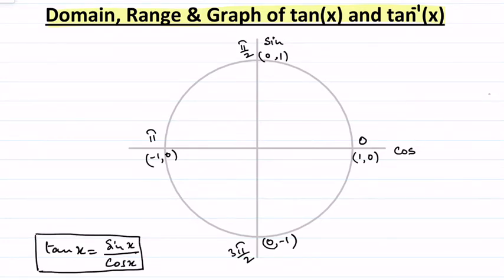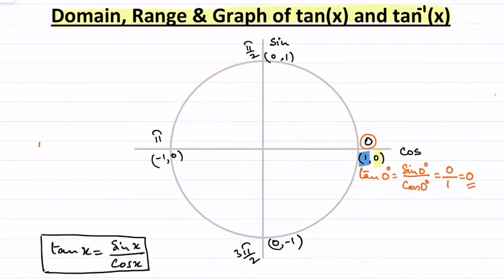So tan at 0 will be sin 0 degree over cos 0 degree, and sin 0 is 0 and cos 0 is 1, so 0 over 1 is 0. Similarly, tan pi is equal to sin pi over cos pi, and sin pi is 0, so 0 over cos pi, which is minus 1, so 0 over minus 1 is 0 again. So for tan pi and tan 0, the value will be 0.